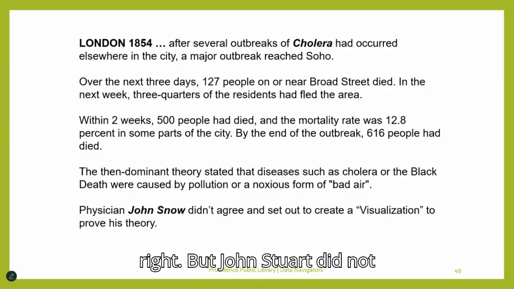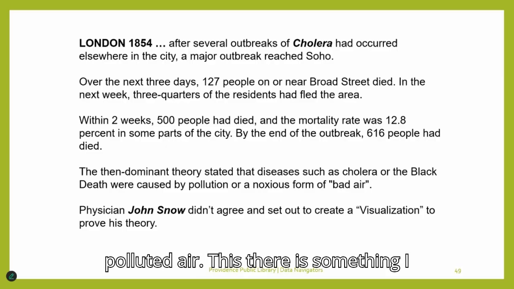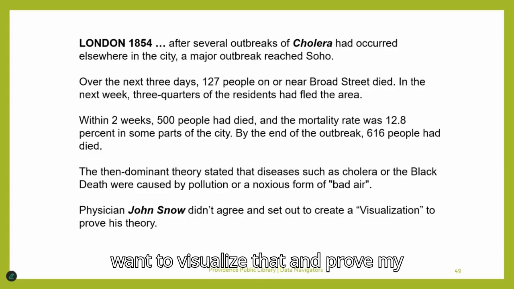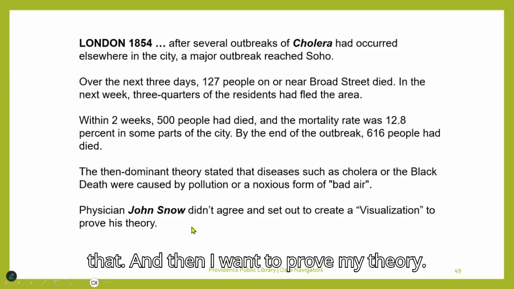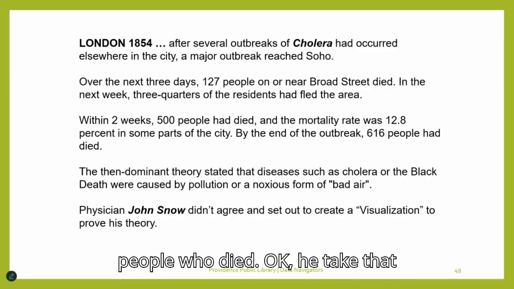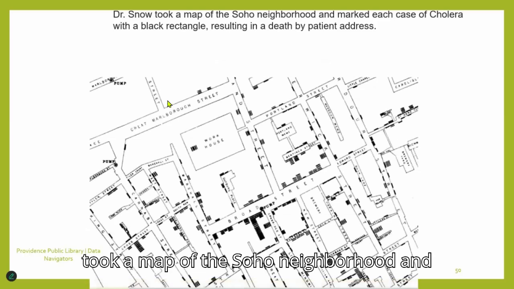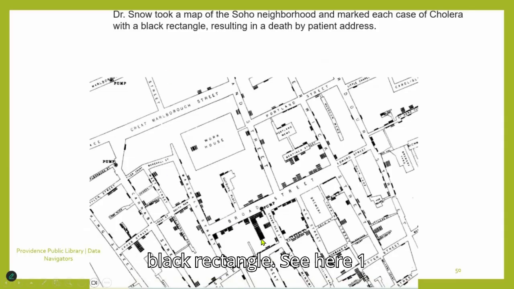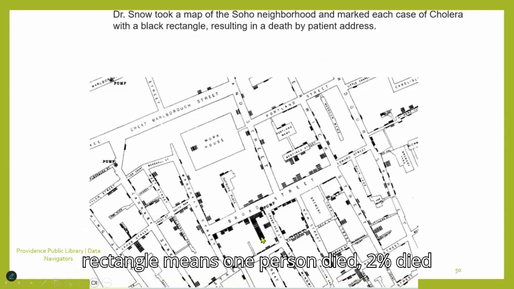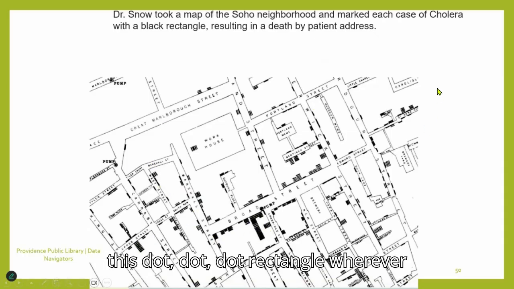But John Snow did not agree. No, no, no, there should be something different, not because of polluted air. There is something. I want to visualize that and prove my theory. So he collected all the people who died. He took that record from the municipal department and then he took the chart. So Dr. Snow took a map of the Soho neighborhood and marked each case of cholera with a black rectangle. See here, one rectangle means one person died, two rectangles, two died. Like that, he identified everything with these rectangles wherever people died.